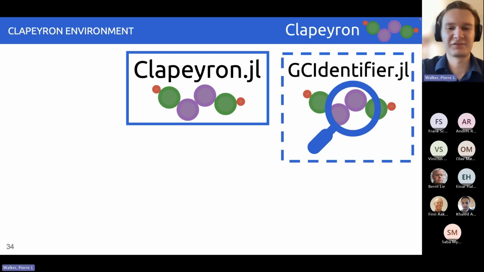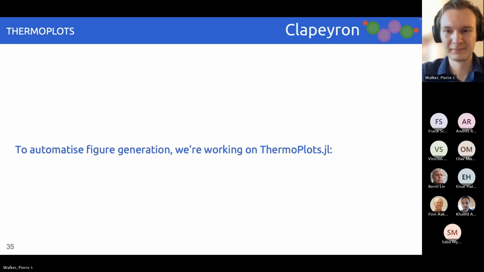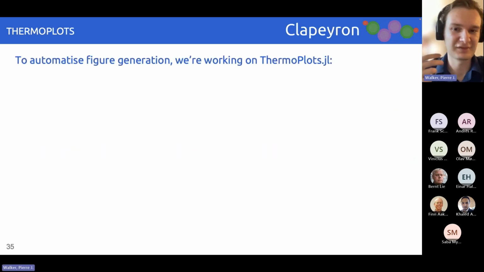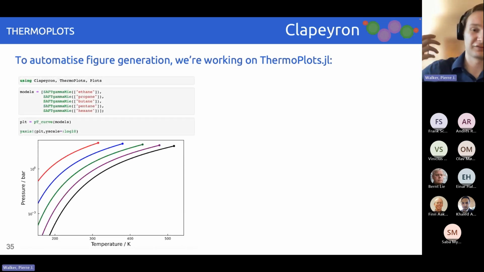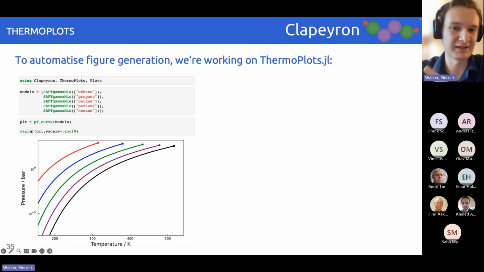Now, one other package we've also been working on is ThermoPlots. Now, as the name implies, this package aims to optimize the generation of common figures. This is something that's helped me a lot personally in being able to implement and test models very quickly. Now, as an example, let's say you wanted to draw a saturation curve from multiple species. As I showed earlier, this might take about 20 lines or so. And using this package, this can be all brought down to just one line.